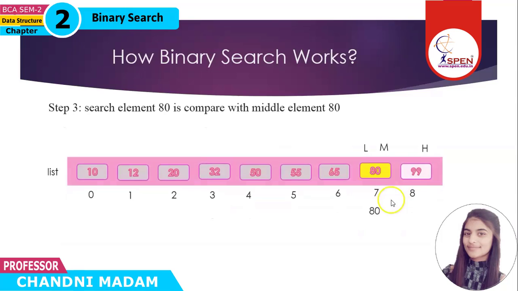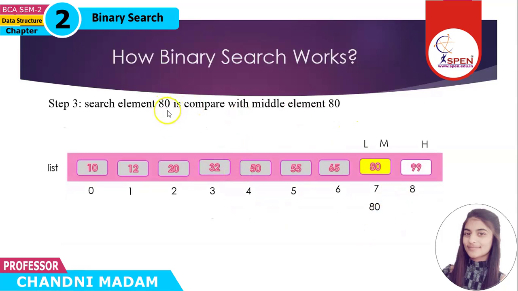So now we will compare our searching element 80 with our middle element 80. Both are equal. That means the search result is the element at the 7th position. Now in this example we will always change our lower value because the search element is always larger than the middle value. So we will change the lower value to middle plus 1. I hope you have understood this idea.